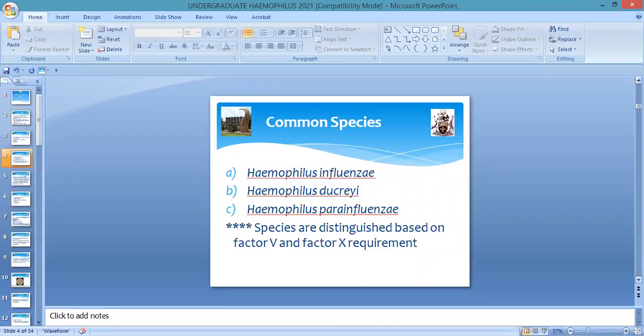So the common species that are important medically are three. We have Haemophilus influenzae, Haemophilus ducreyi, and Haemophilus parainfluenzae. For this lecture, we're going to focus just on Haemophilus influenzae and Haemophilus ducreyi. These three species are usually distinguished based on the growth accessory factors, that's the X and the V factor. Some species would require both factors, others will just require the X factor, and other species may require the V factor. So that's how they are distinguished.